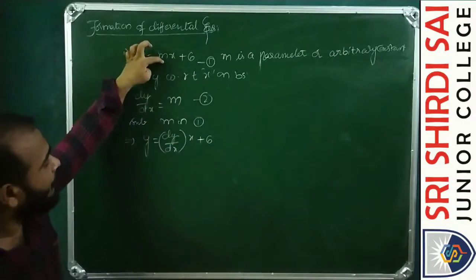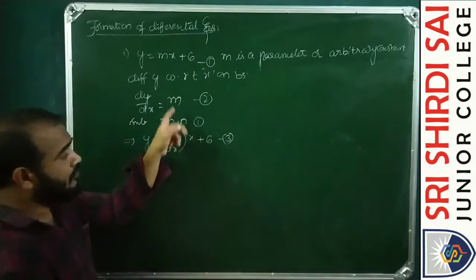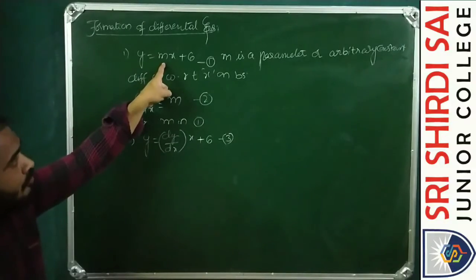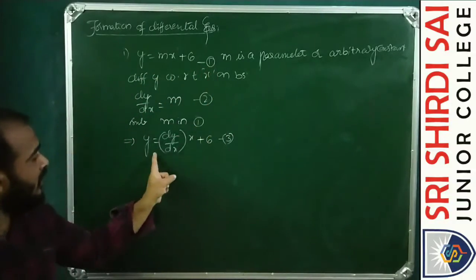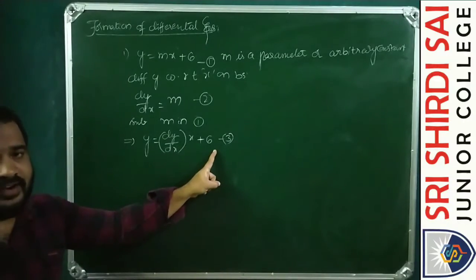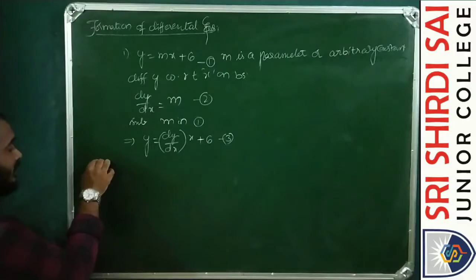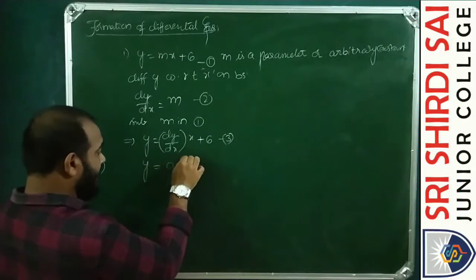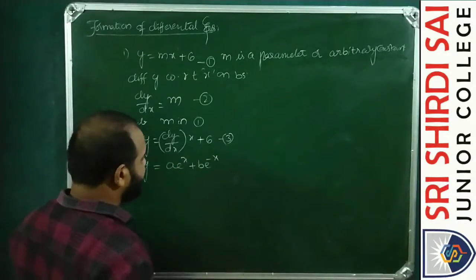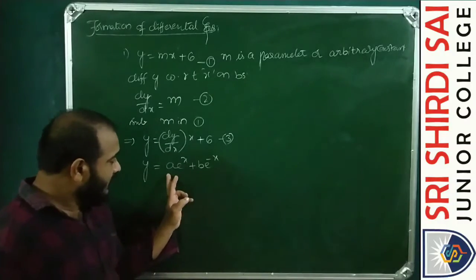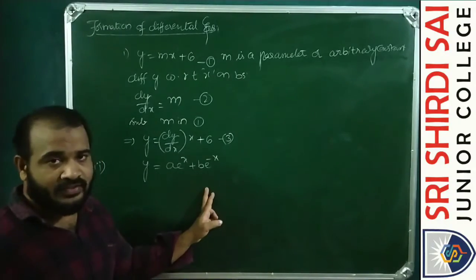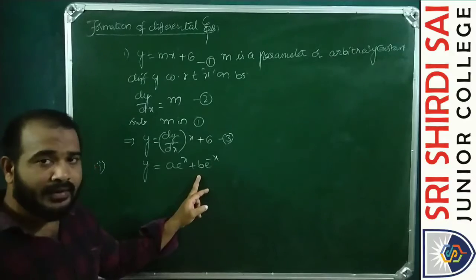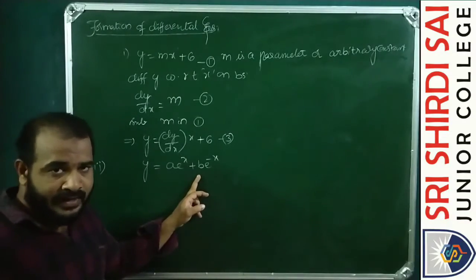But if you see 1 and 3, both represent the family of straight lines. But 1 is devoid of the derivatives and 3 is devoid of the arbitrary constants. So consider the 2 parameters case. For example, y equals a e power x plus b e power minus x. So here a and b, there are 2 parameters, arbitrary constants, for which we need to differentiate it twice so that a and b parameters will be eliminated.